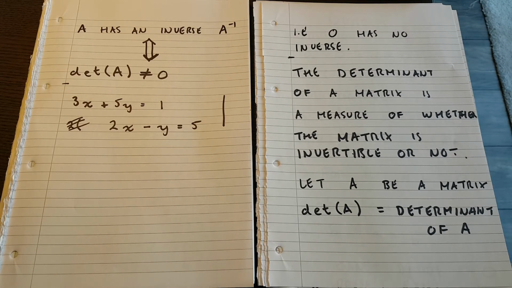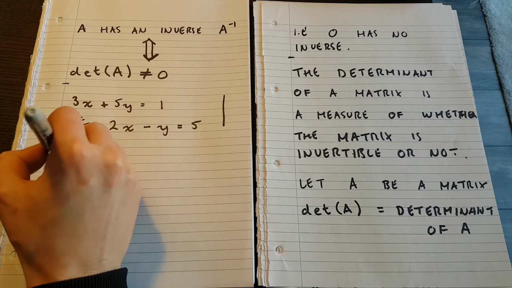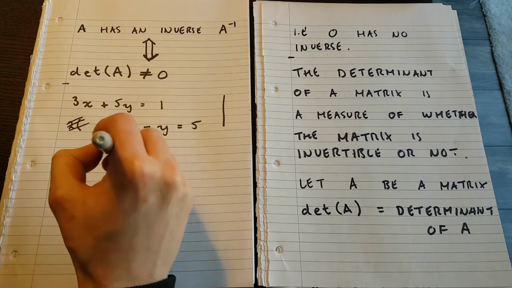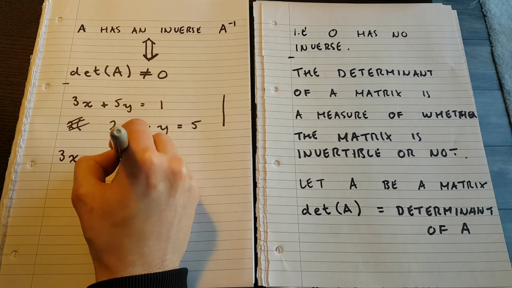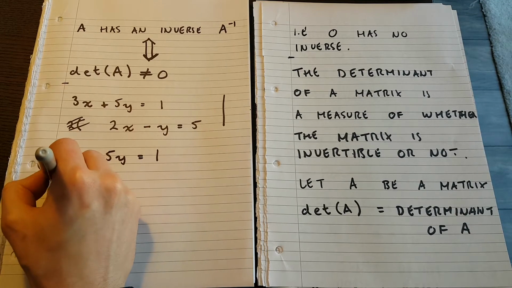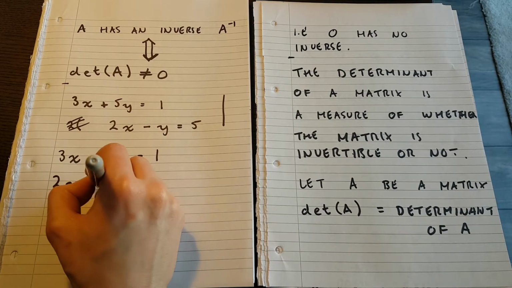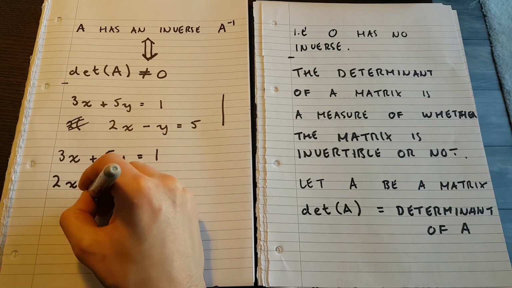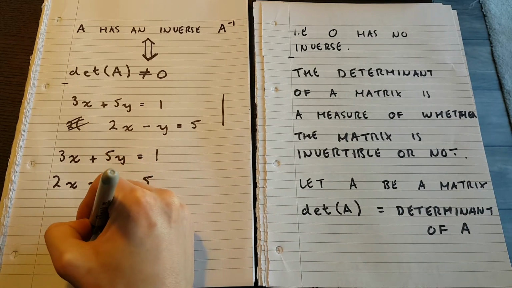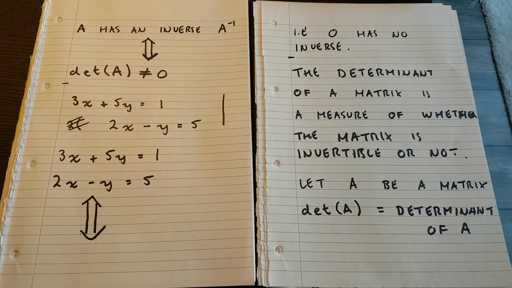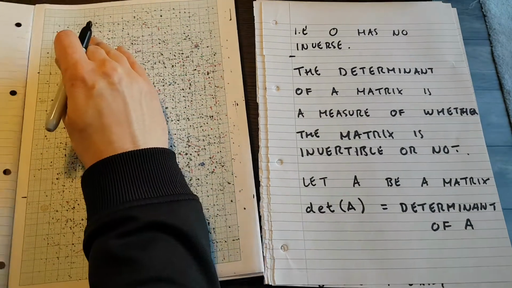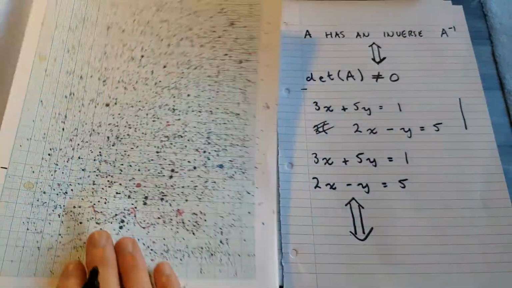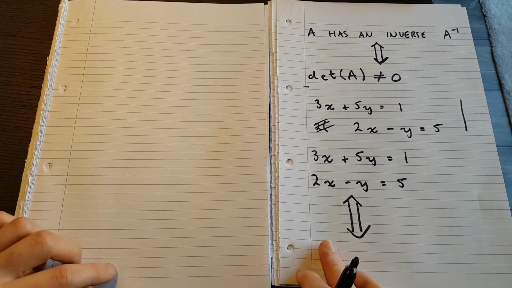But one way that I could solve this is to say, okay, I have this system of matrices here, which represents this problem. Say I have 3x plus 5y equals 1, and I have 2x minus y is 5. I can translate that to a system of matrices which encodes the same information. Okay, so this is my original system here, and I'm translating that to a system of matrices, which I'll write over here.